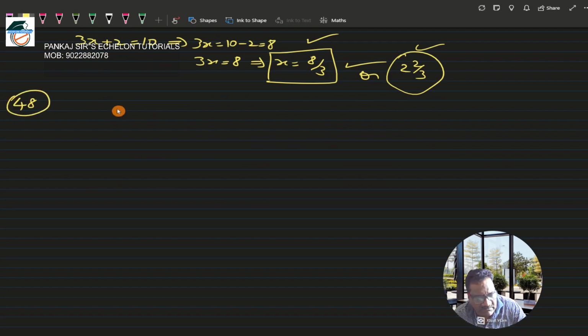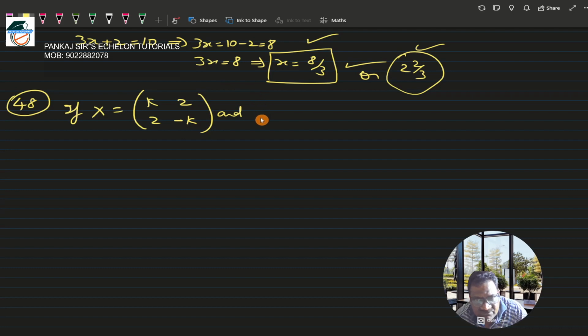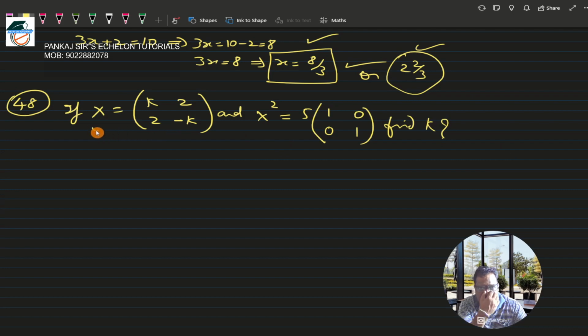Now 48 is, if matrix X is given to you as [k 2; 2 -k], and X square is given to you as [5 0; 0 1]. You are asked to find out k. So X is given to you and X square is this. So what I'll do is I'll first find out this X square using this X.